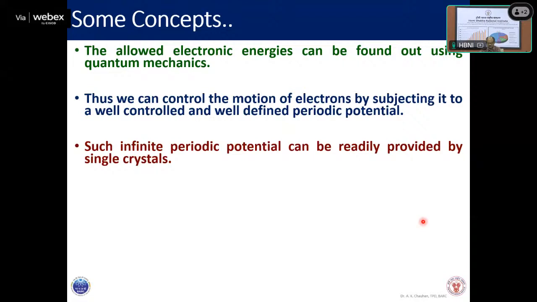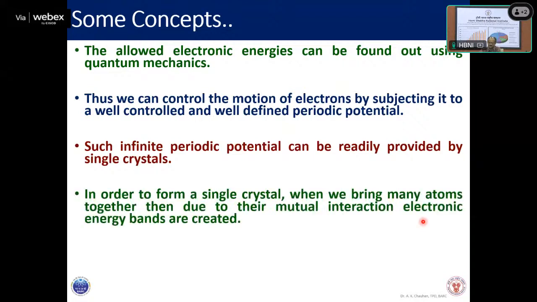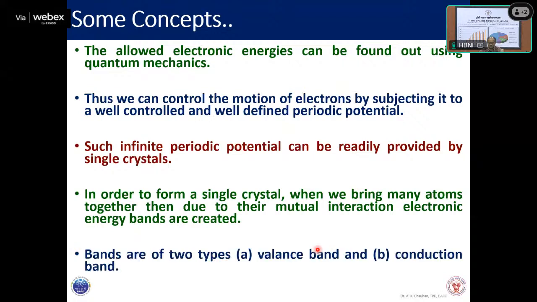By changing the lattice. Such an infinite periodic potential can be readily provided by single crystals, because there are a lot of ions there. To form a single crystal, we bring many atoms together, and due to their mutual interaction, electronic energy bands are created. We saw this yesterday and in the previous slide, and are just reconceptualizing it. We also learned that bands are of two types: valence band and conduction band.